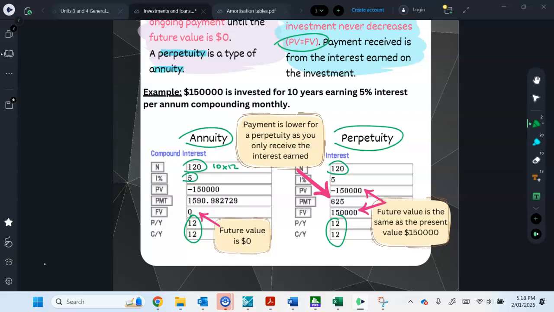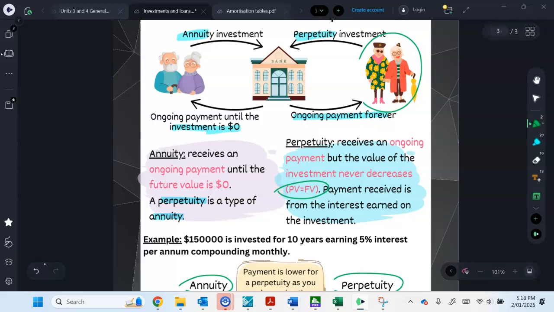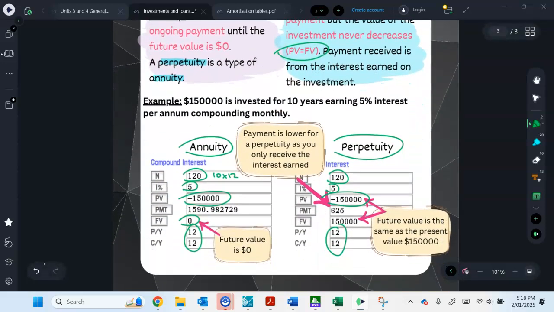Our interest rate for both is 5, and for both of them we've got negative 150,000 because it's going into the bank. It's still going into the bank. The annuity eventually gets to 0. So let's say this couple up here think, oh, we're 95, we've probably got 10 years to go. Let's live off this 150,000. So they get basically $1,591 per month to live off, which isn't that much, but anyway, maybe they're subsidized by a pension or something.